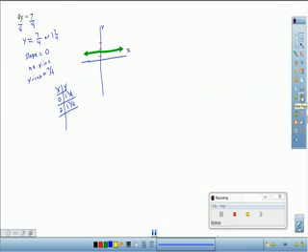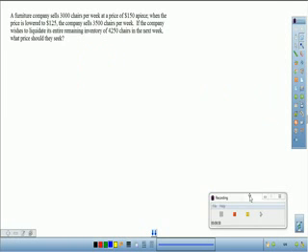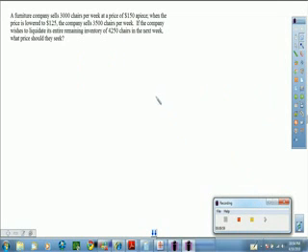Now the reason that we use linear equations and graphing, we have some applications here. It could be to predict something that might happen in the future, or it could just be to show change that's happened over time. So in this particular problem, we have a furniture company that sells 3,000 chairs per week at $150 a piece. Says the price is lowered to $125 and the company sells 3,500 chairs per week. If the company wishes to liquidate its entire remaining inventory of 4,250 chairs next week, what price should they seek?